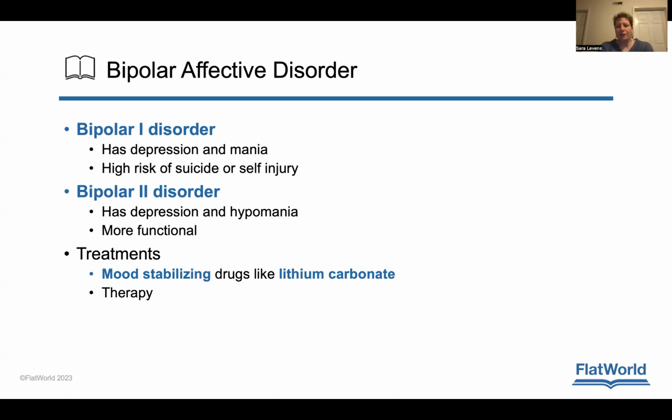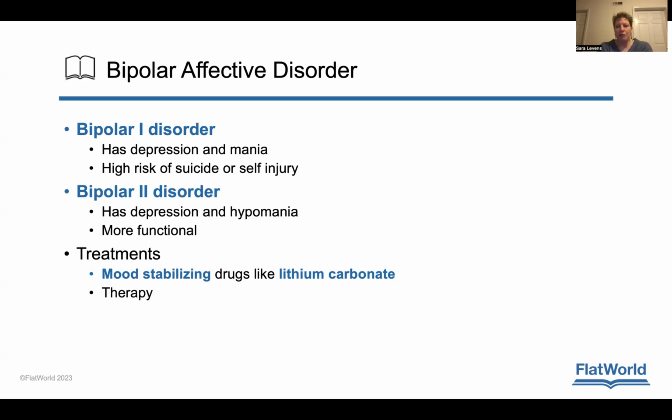And then there's transferring from a depressive episode to a manic episode, where you're still really depressed, but you're coming out into this manic space. That can actually be really hard because that's a place where you have a higher risk of suicide. Then you have bipolar 2, which has depression and hypomania. So the mania is not quite as severe, and this is noted as more functional than bipolar 1.